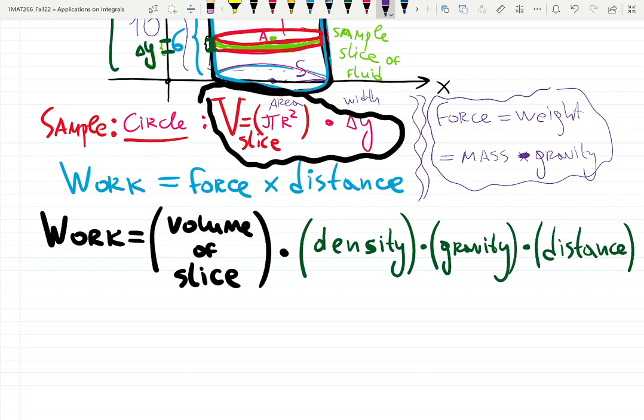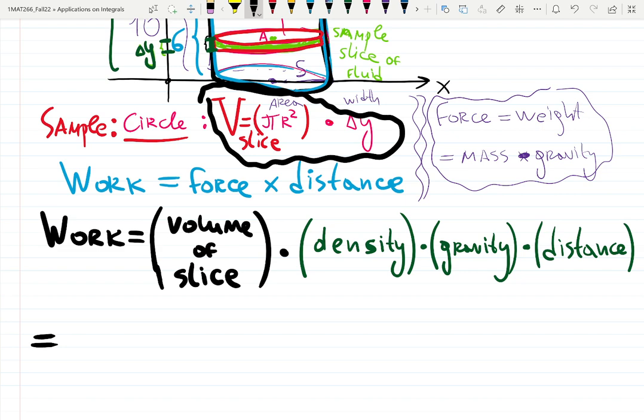Yes? I think volume of slice times density, that's just the mass, and then times gravity, and that's the newtons, and then they have distance, and then the work is... I guess you're right. The volume times density is mass. Mass times acceleration is force. Yes, I remember that. Force times distance equals work. Yes, I think you're right. Thank you. Good job, people, that you know this stuff.